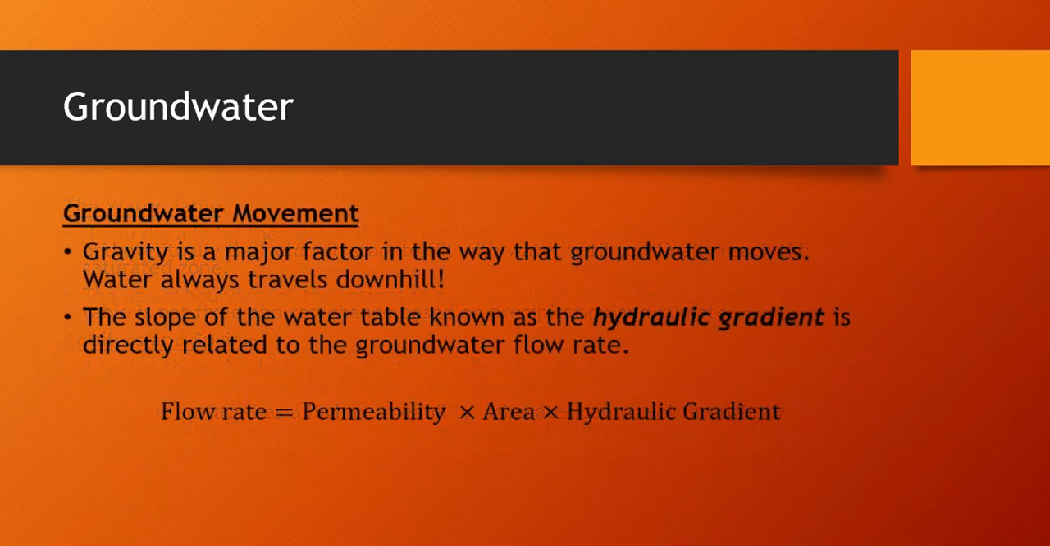In terms of the way that water moves underneath the ground, gravity is the major factor that drives groundwater movement. Water is always going to travel downhill. The slope of the water table is what's known as the hydraulic gradient, and it's directly related to the flow rate of groundwater, how quickly groundwater flows. The flow rate of any particular region of the ground is proportional to the permeability, how easily water can move through that material, the area, how much space you're actually talking about, and the hydraulic gradient, how steep the water table is underneath the ground. A steeper water table implies that the water would move more quickly.